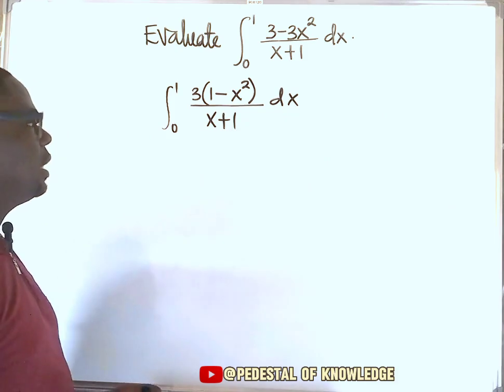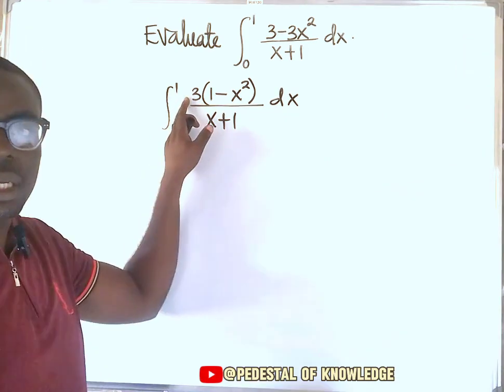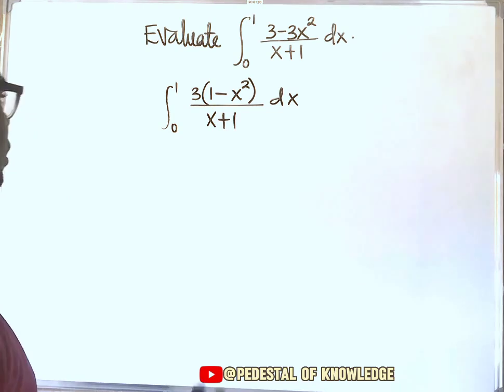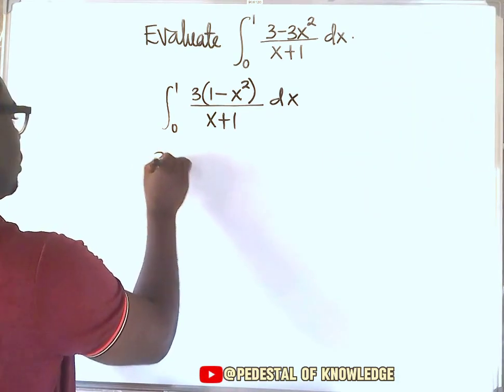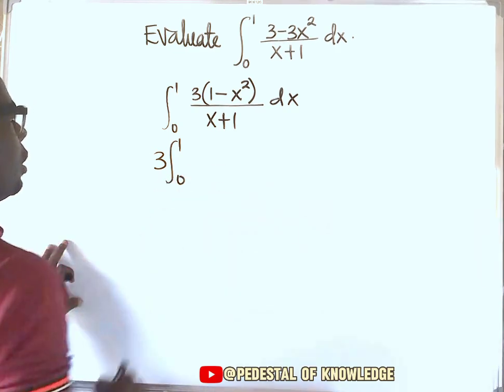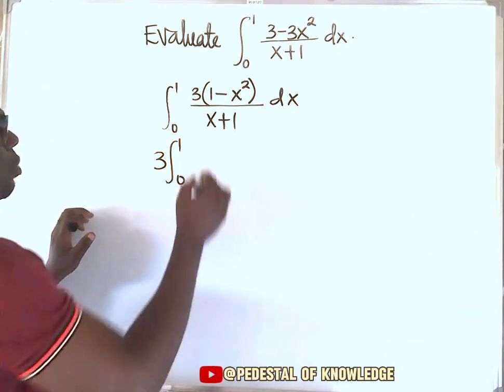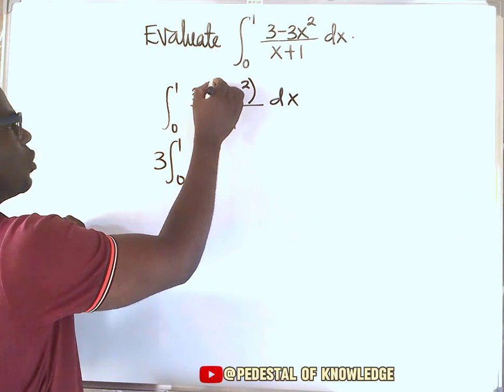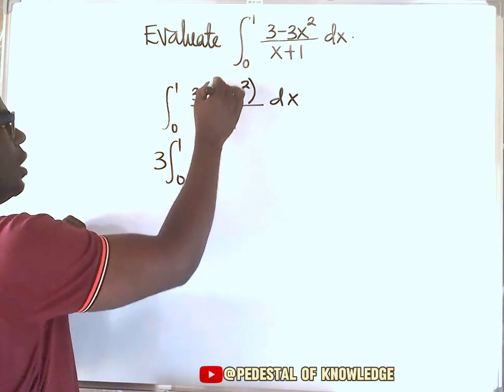Okay, now it's very clear that this 3 is a constant. So we're going to bring it outside the integral. So we're going to have 3 multiplied by the integral from 0 to 1. Now, remember that this 1 here is the same thing as 1 squared, because 1 squared is the same thing as 1.